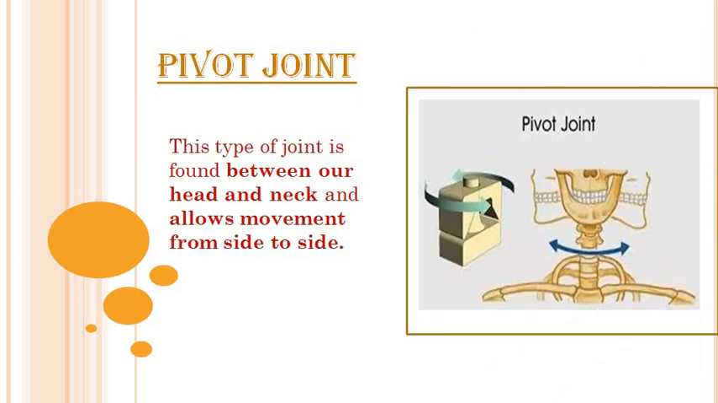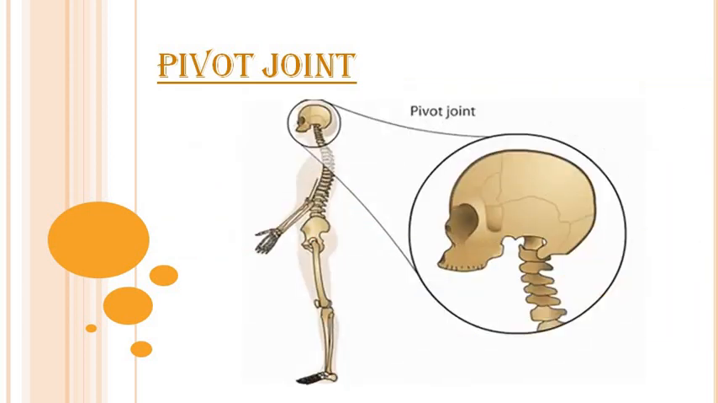Next, fibre joint. This type of joint is found between our head and neck only, and it allows movement from side to side. As this picture is showing, now you understand, I think, the place where the fibre joint is present. It means it is present between our head and neck. So now you know how you can move your head. We can move from side to side, just like this. We cannot move our head back, it can only move from side to side.